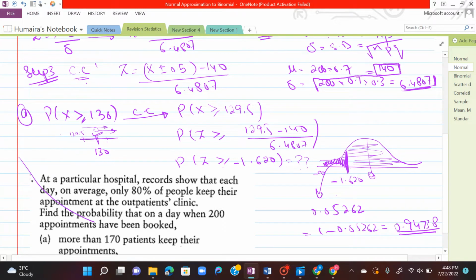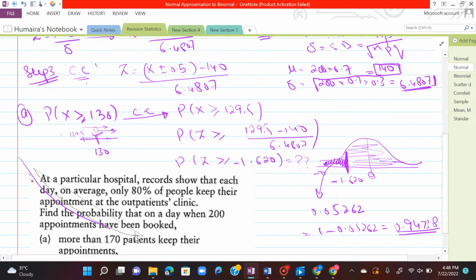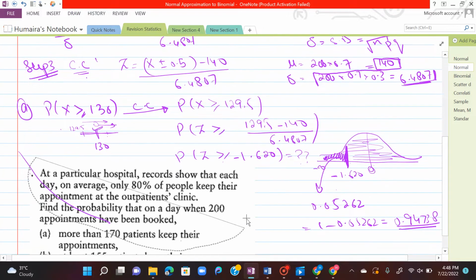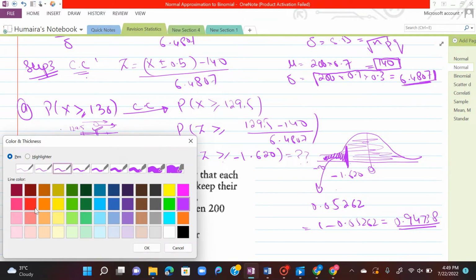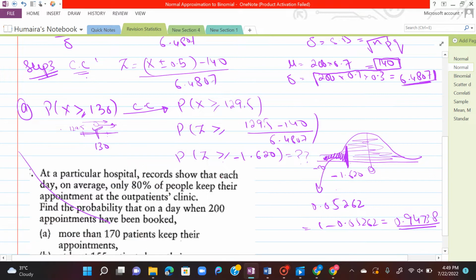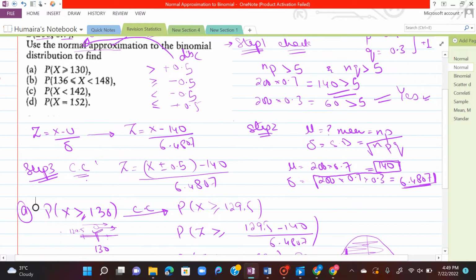Let's do the other part. The other part is about the probability of x being more than or equal to 136 and less than 148. So more than 136. Now you have understood the procedure.